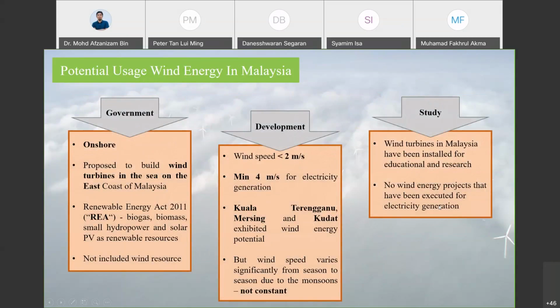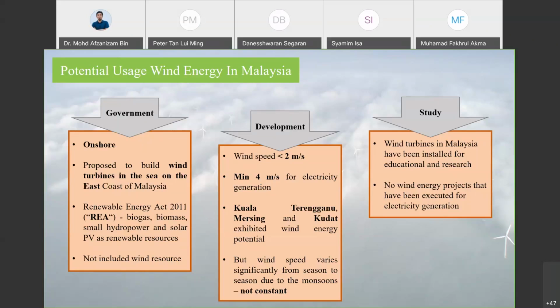Okay, the next topic is about the potential usage of wind energy in Malaysia. Based on the government, it has been discussed that it should be installed onshore. So they propose to build wind turbines in the sea on the east coast of Malaysia. However, the Renewable Energy Act 2011 states that biogas, biomass, small hydropower and solar PV are included in the renewable resources but not wind energy.